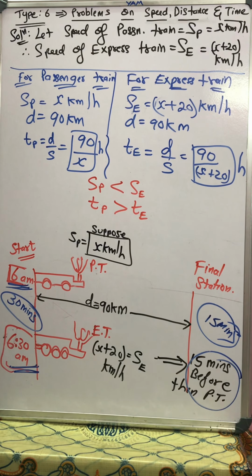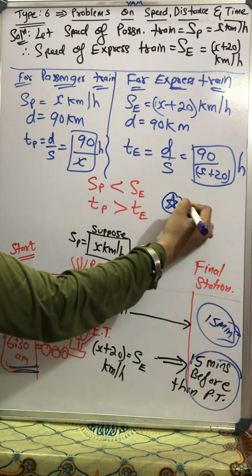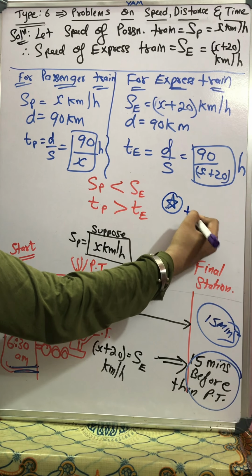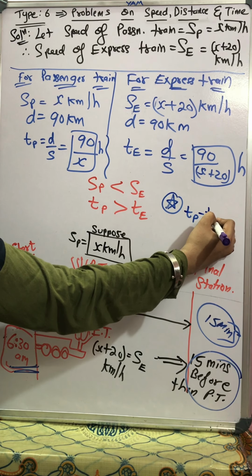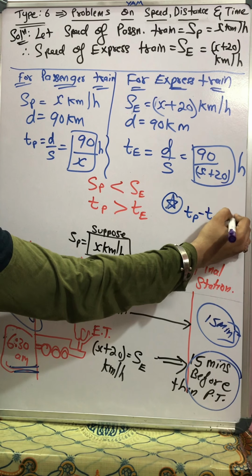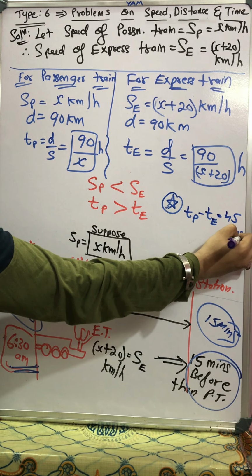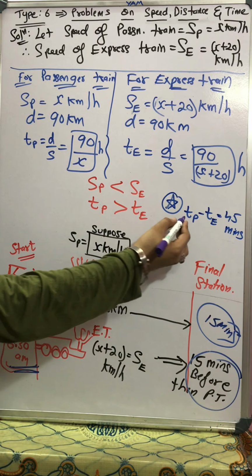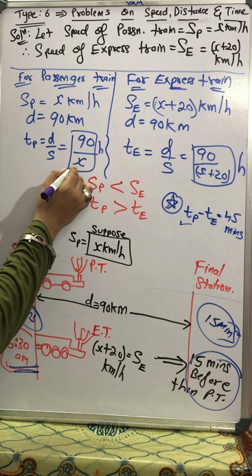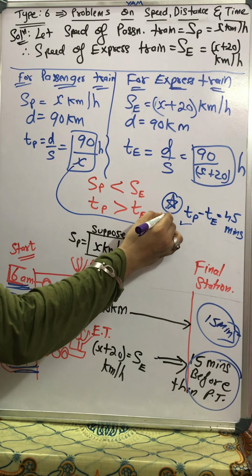So my final condition over here is T, time of passenger train, minus time of express train is equal to 45 minutes. Do we know the value of this? Yes, we know. This is the value. I'll substitute over here.